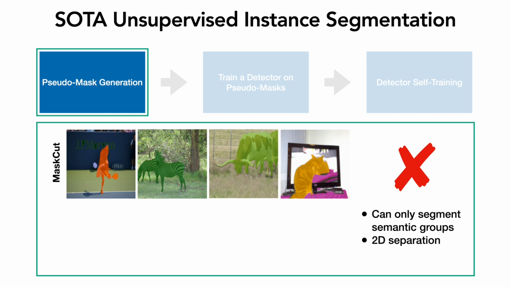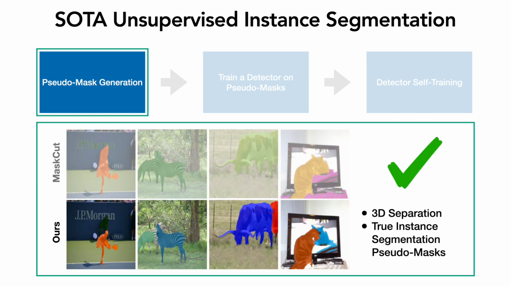This is because the initial semantic cut cannot be further divided into instances, since the group of objects is not separable in 2D. Instead, our approach leverages 3D information to cut the semantic groups in 3D, yielding true instance segmentation pseudo-masks even when objects of the same class are grouped together.